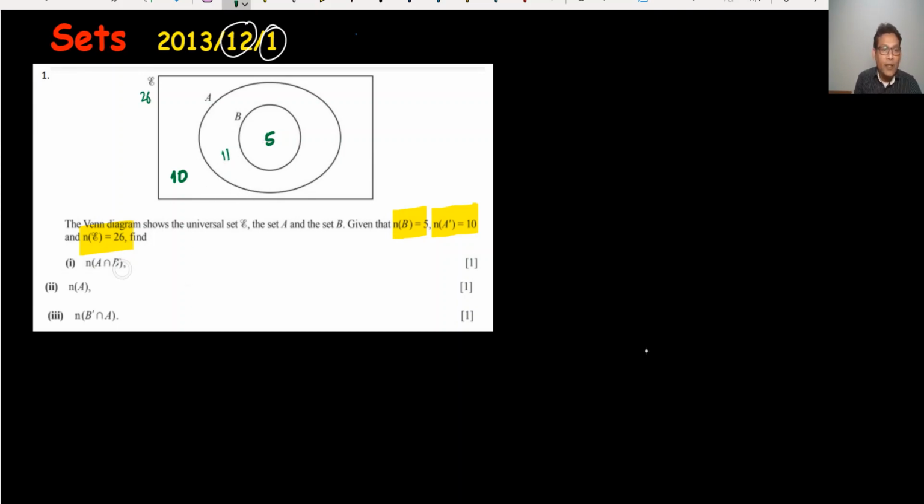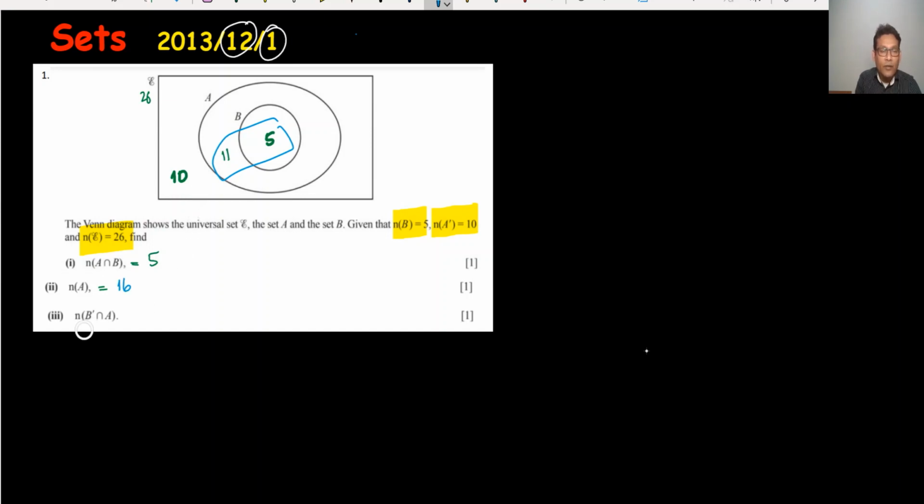Now, A intersection B. A intersection B is actually the common part, in A and B, this is 5. You can see this is 5. And the second thing, the number of elements in A. In A, when you observe the total, everything here is total A, so altogether we can write here about 16.